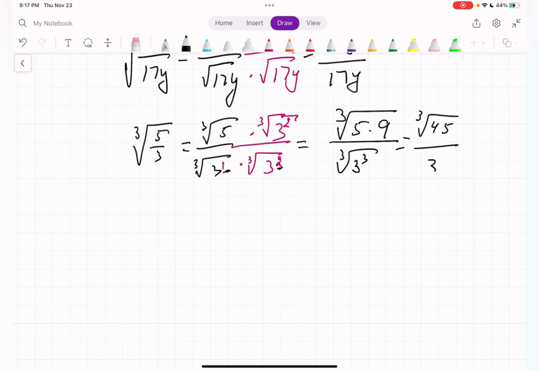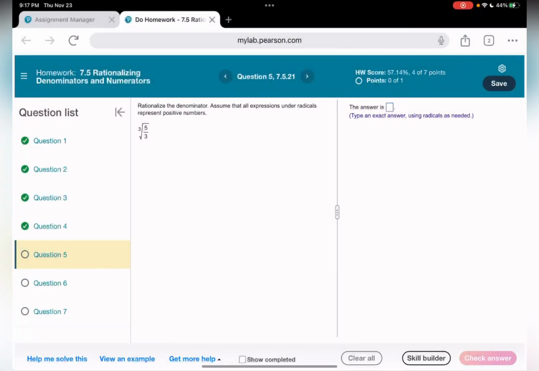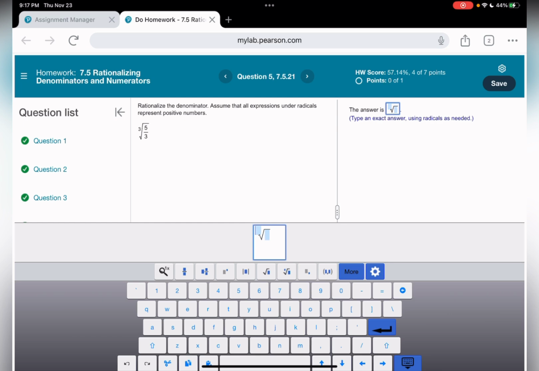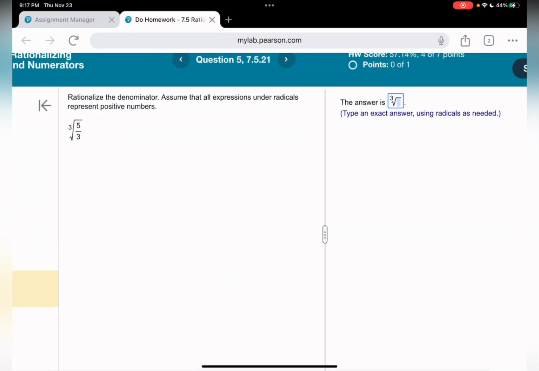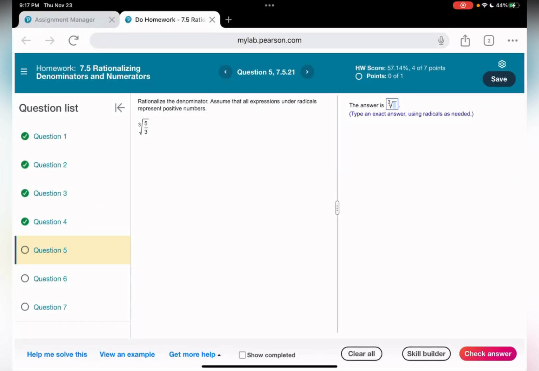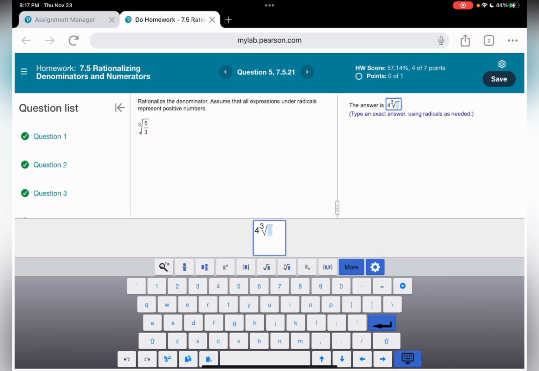And underneath will be only 3, right? Because cubic radical of 3 cubed, the 3 will come out. And 45, there is no number cubed giving me 45, so it's going to stay like that. So cubic radical 45 over 3.